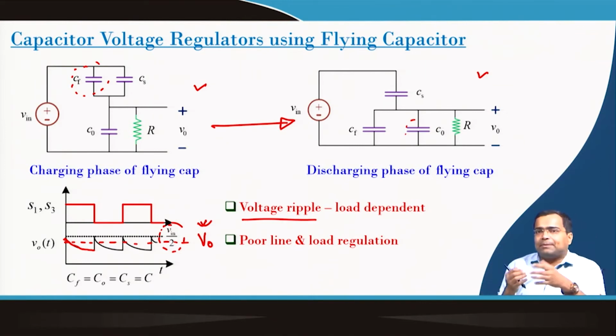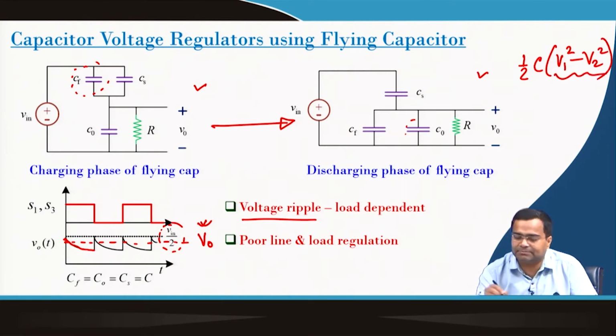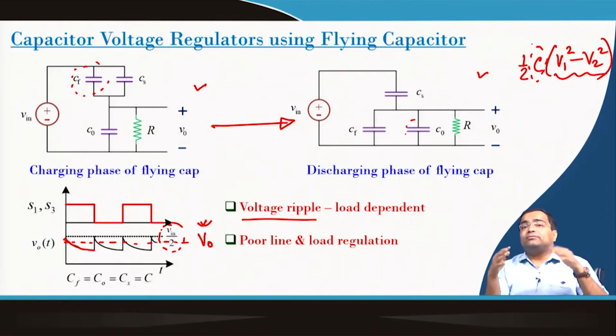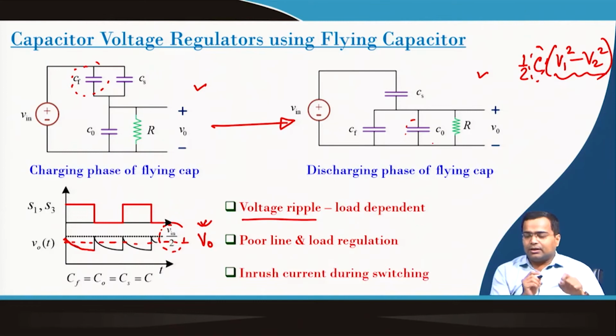So, if you take a larger capacitor, that means the difference in the voltage is large. Half C V, that means if you take half C into V1 square minus V2 square, for the same voltage difference, if this capacitor is large, that means the energy difference will be large, and as a result the shoot through current, the inrush current, can be higher. So, that is why we have to keep in mind that the capacitor size also is a constraint in selection, and as I said, there is an inrush current during switching.